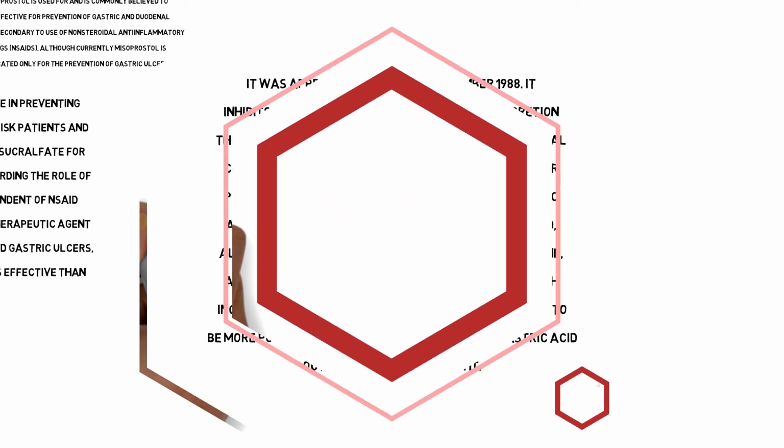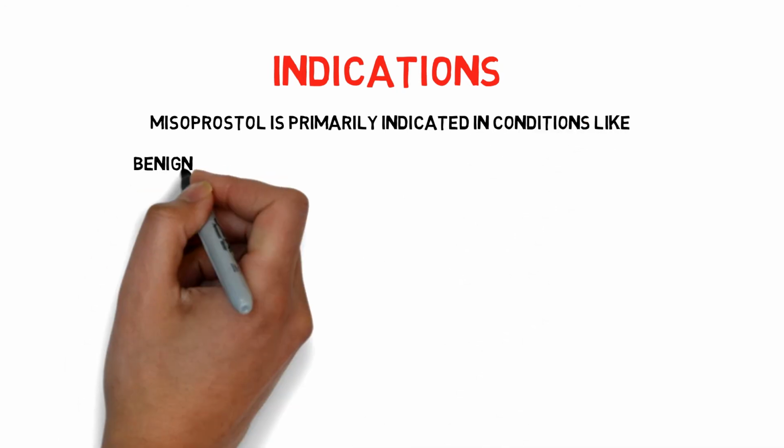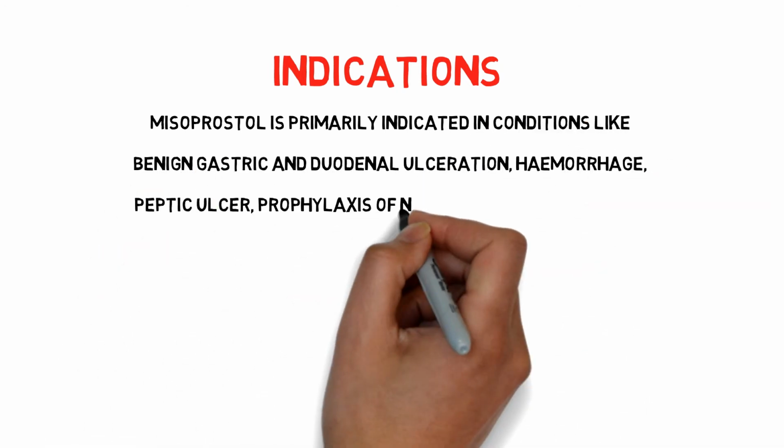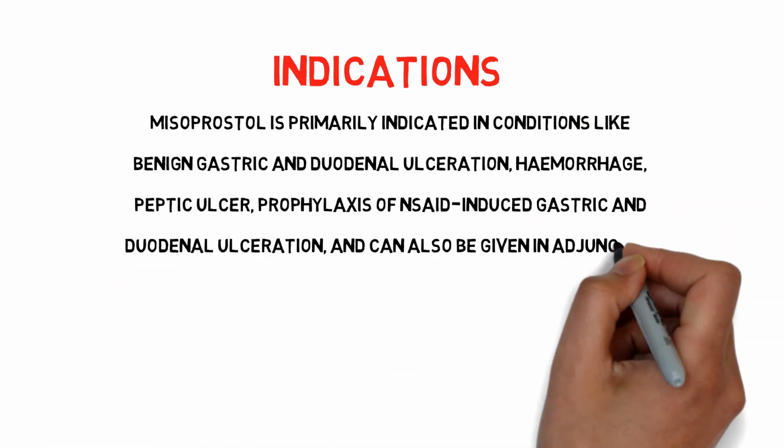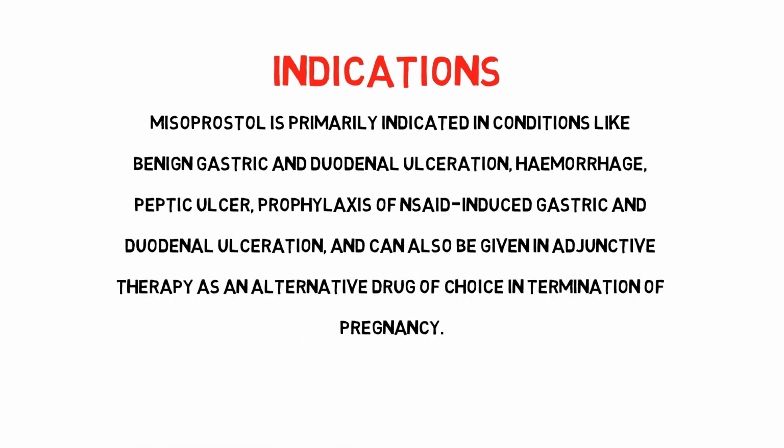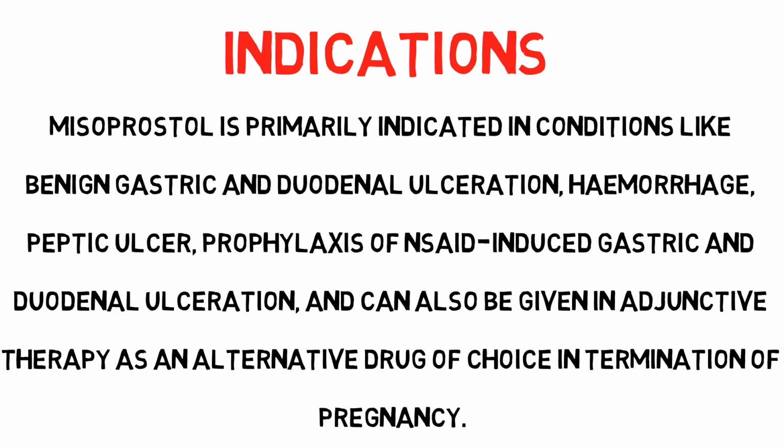night. Now the indications. Misoprostol is primarily indicated in conditions like benign gastric and duodenal ulceration, hemorrhage, peptic ulcer, prophylaxis of NSAID-induced gastric and duodenal ulceration, and can also be given in adjunctive therapy as an alternative drug of choice in termination of pregnancy.